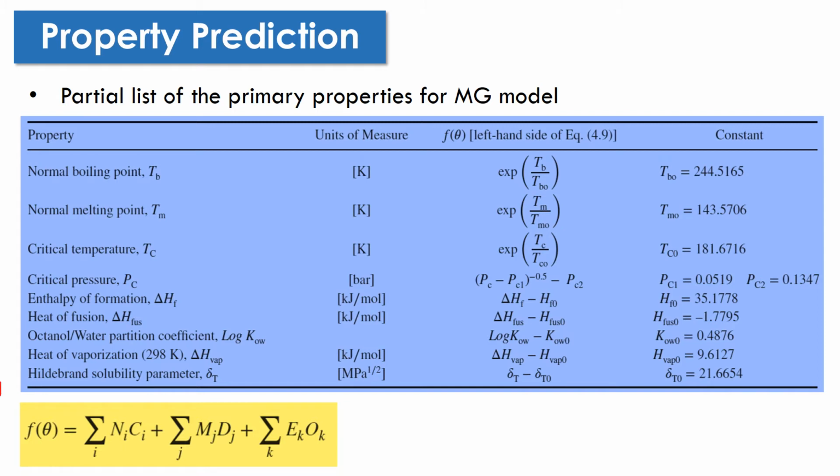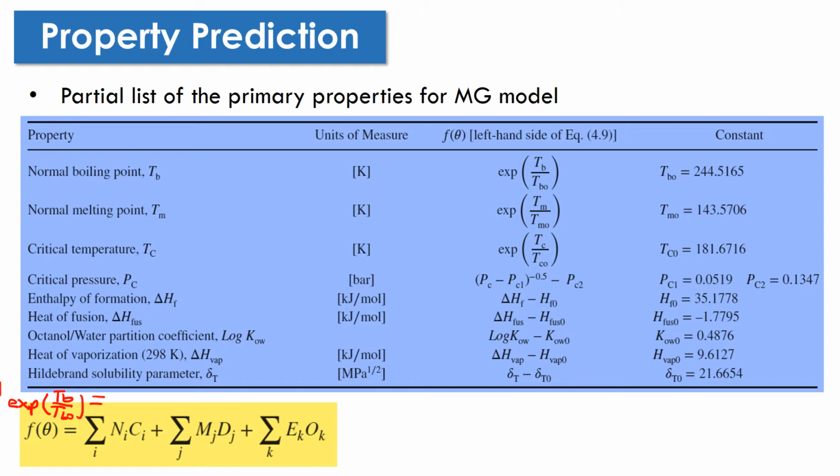Okay, so if you need to predict normal boiling point, basically this left side you just need to change it to the term which you see in the table. So that's how you do it. TB is the normal boiling point that you want to predict, while TBO is a constant. The constant value you can get from this column. So the only unknown here should be TB.